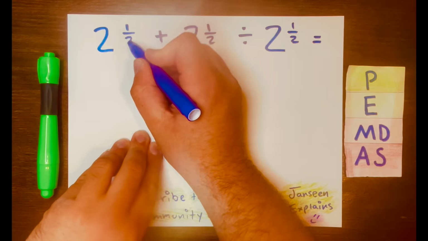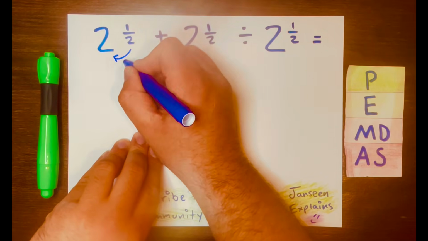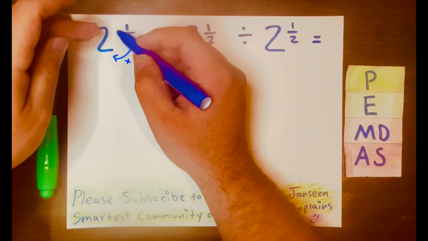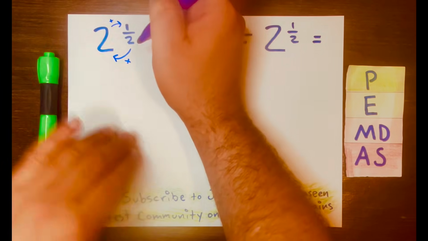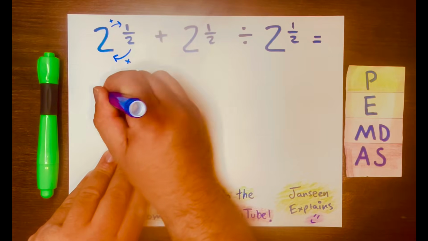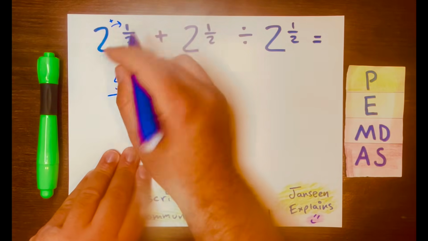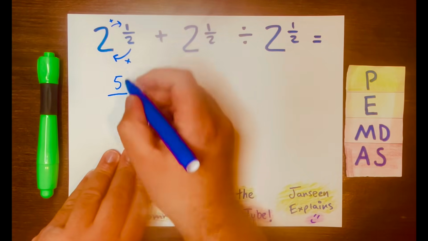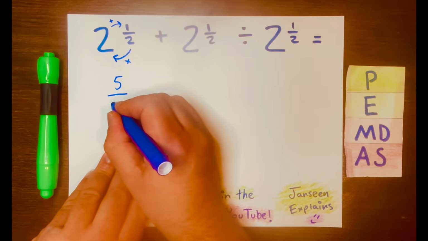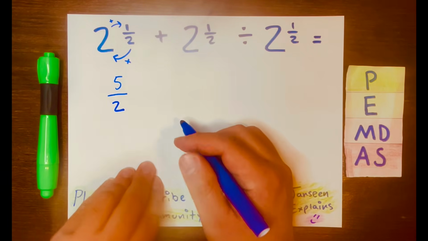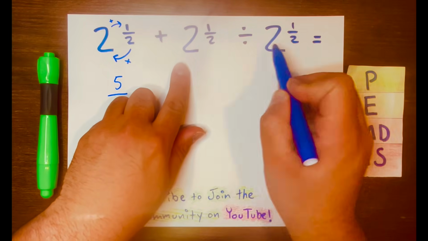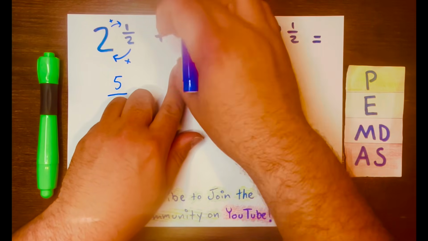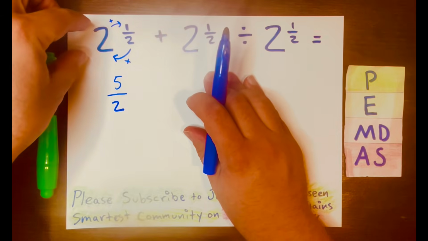So you multiply 2 times 2 like this equals 4 plus 1, right? Plus 1 is 5. So 5 goes on top of the fraction bar and 2 goes at the bottom, just like that. 5 over 2. Notice that the other mixed numbers are the same as the first one.